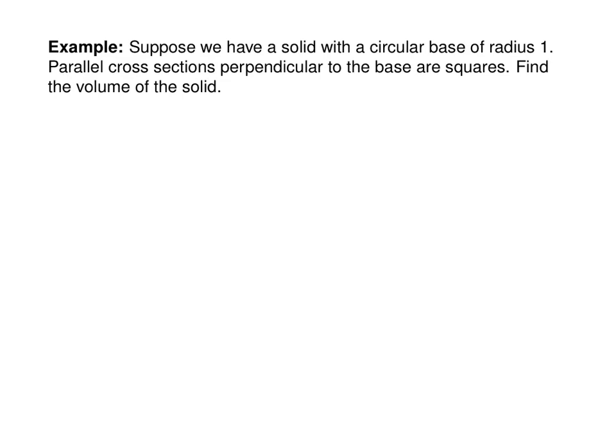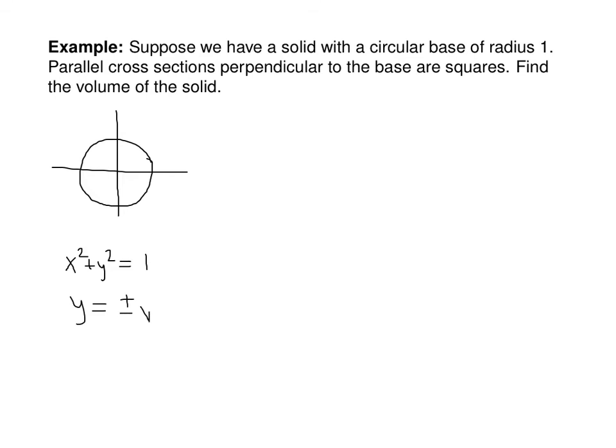Suppose we have a solid with circular base radius 1. Parallel cross sections perpendicular to the base are squares. Find the volume of the solid. So the first thing you must know is what a circle of radius 1 has for its equation. So that's x squared plus y squared equals 1. The top half of the curve, if we isolate y, we end up with y equals plus or minus the square root of 1 minus x squared. So the upper half of this curve is expressed by root 1 minus x squared. The lower half, negative root 1 minus x squared.